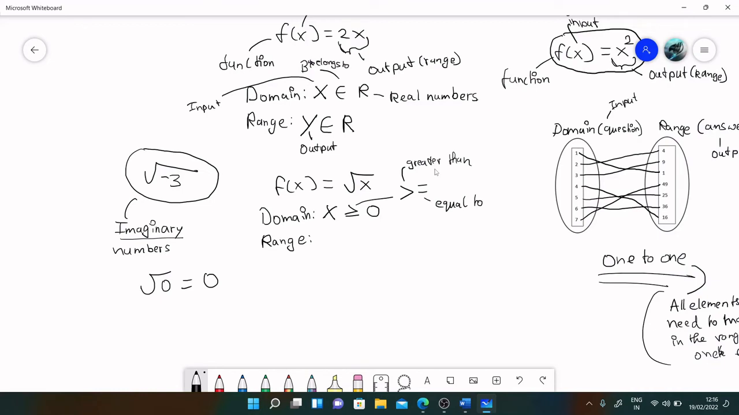Now, if our inputs can only be 0 or above, what will be our output? Our output will also be 0 or above because our first value in the domain is 0. Square root 0 is 0. After that, all the infinite number of numbers can be part of the domain. And all those numbers start with 0, so range will start with 0 and go on from 0. So y greater than or equal to 0 will be our range.